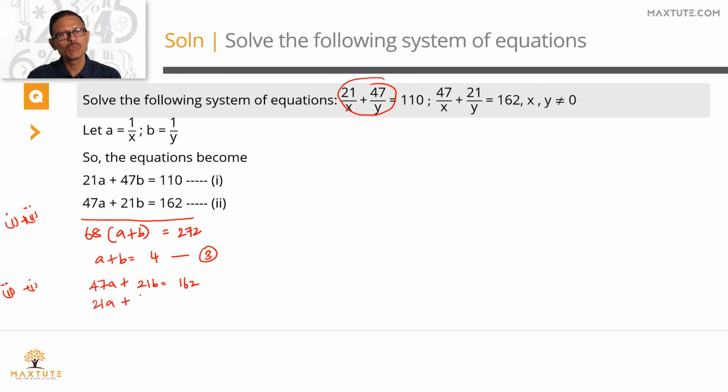You'll get an answer in the negative, both sides will be negative, and it'll get cancelled. No sweat at all about that. Plus 47b, this is equal to 110. So equation 1 is being subtracted from equation 2.